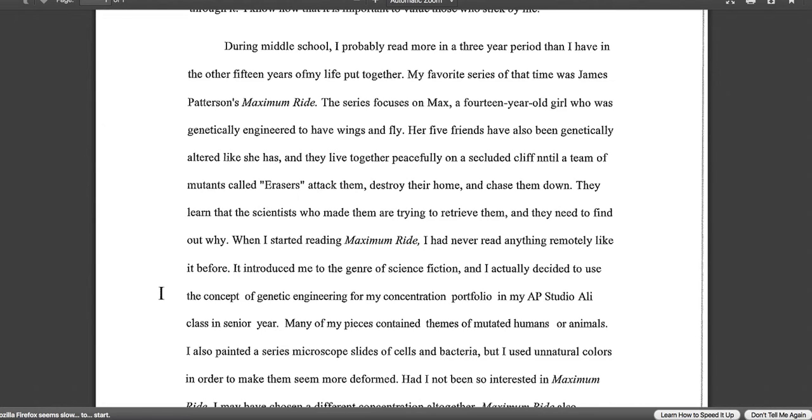And what I like about this is that the writer here is showing sensitivity to audience. She doesn't assume the audience has read Maximum Ride, which I have not. And so she summarizes it with enough detail and specifics so that you get basically what the story is about.